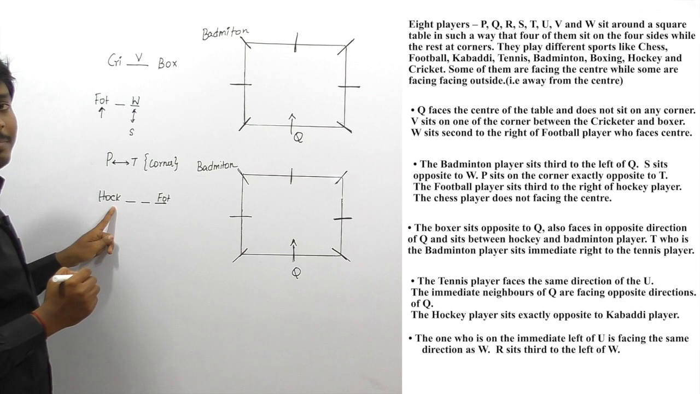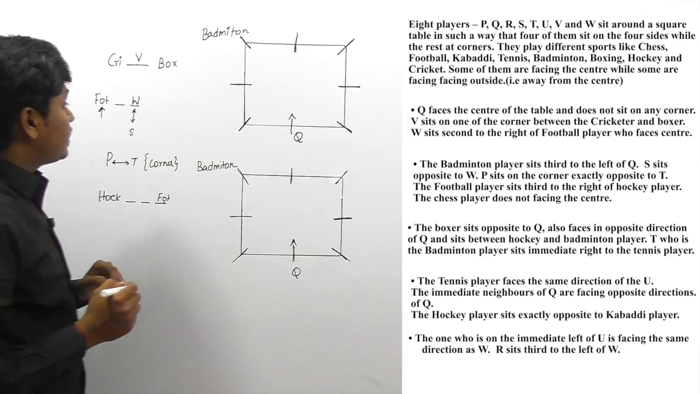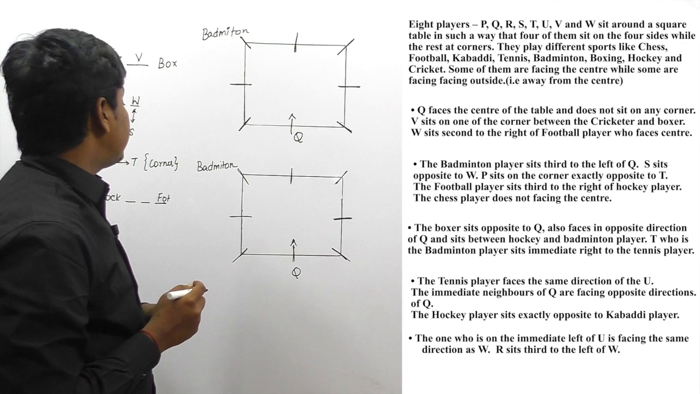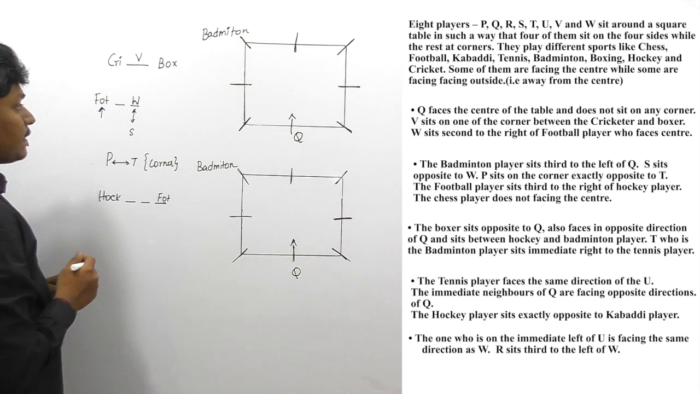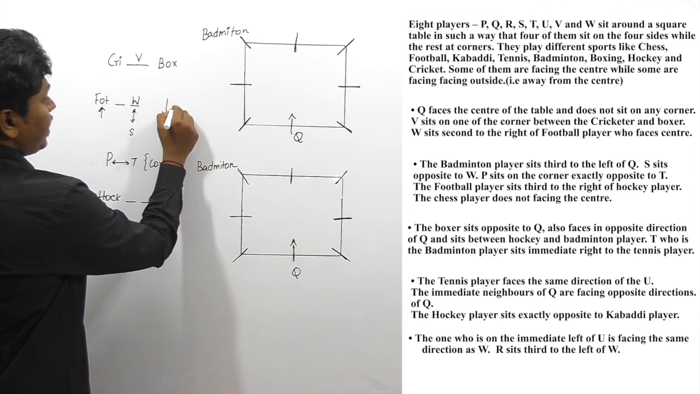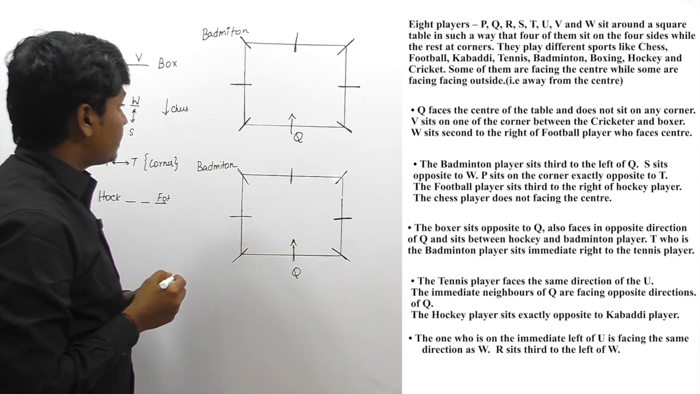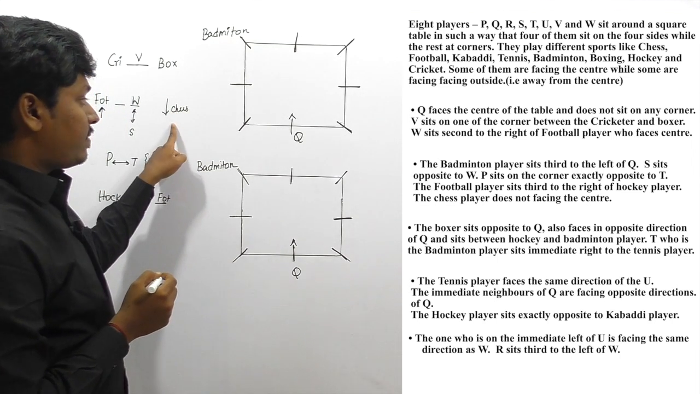We don't know whether the hockey player is facing center or not, right? Okay friends, the chess player is not facing center. Then we can clearly say that the person who likes chess should definitely face outside. Still, we can't fix anything yet, friends.